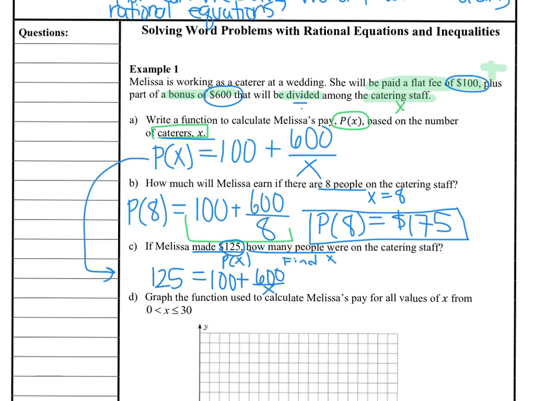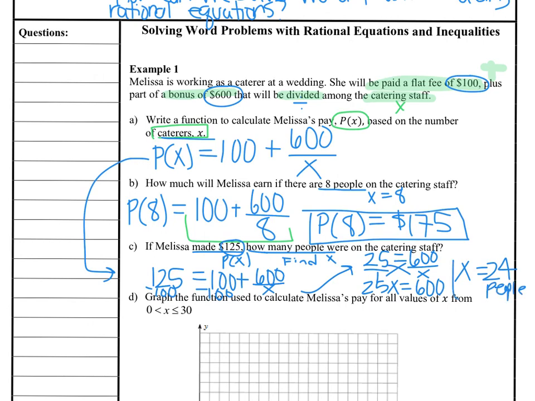We're going to get X by itself, and the first thing we want to do is subtract that 100 to the other side. So I'm going to bring it back up here. We get 25 equals 600 over X. And then to solve for X on the bottom, I'm going to put 25 over 1 and cross multiply. So I get 25X equals 600. Divide both sides by 25, and we end up with 24. So there are 24 people on the catering staff when she made $125.